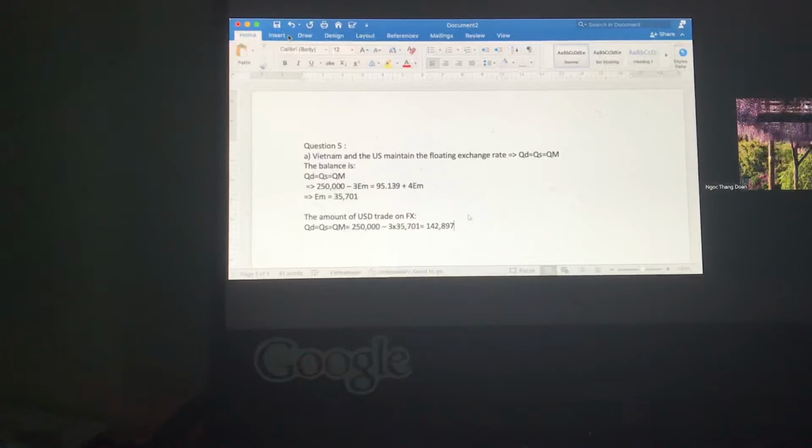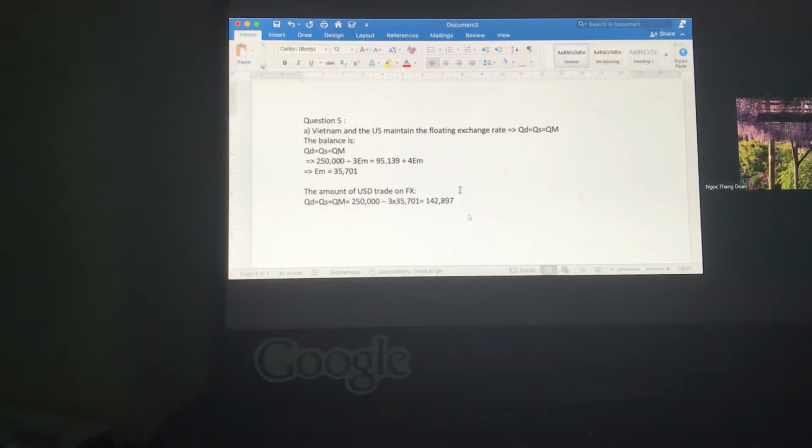Let me correct this point. Yes, can you see my result? Please change it to not nine. It is the QS. The QS is 95,139. Okay, and so when you have the new result, it is 22,123.